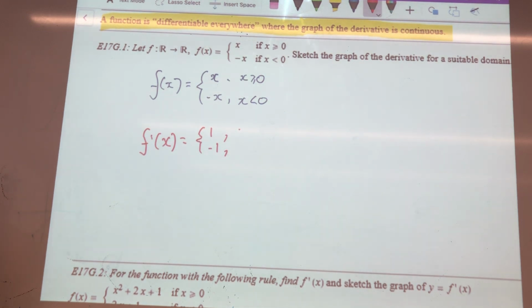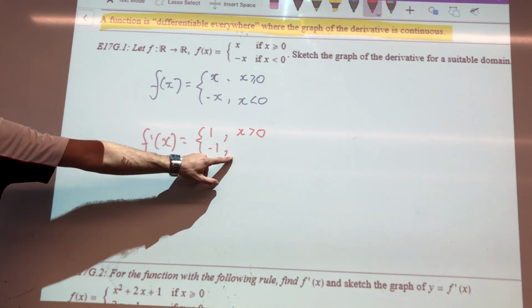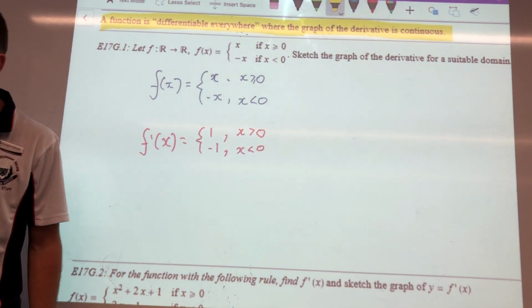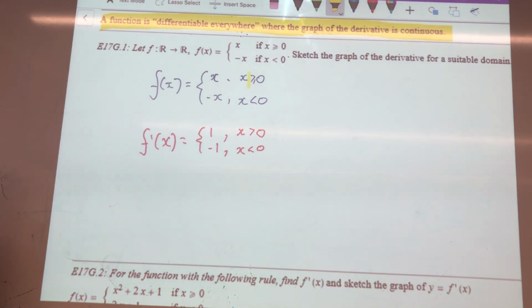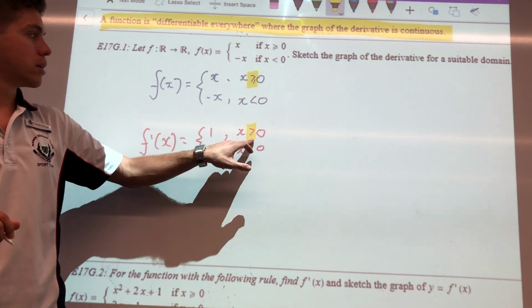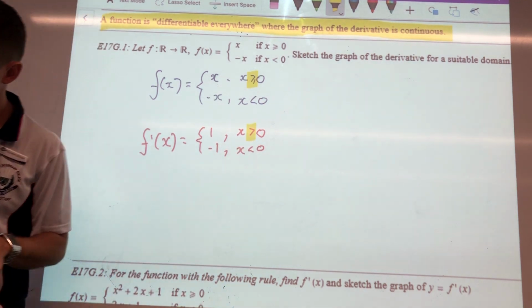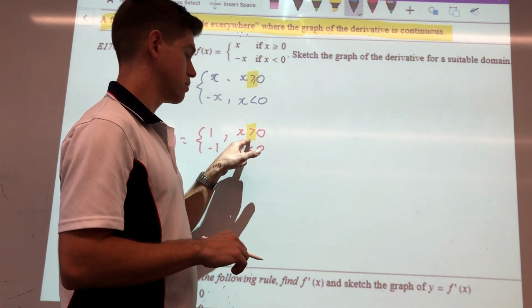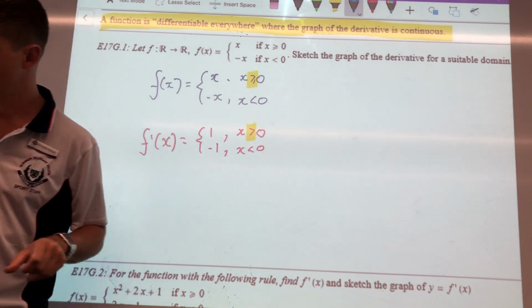X is greater than 0. Greater than or equal to, or just greater than? Just greater than. Why have you said just greater than? Because if it equals 0, then it can't be defined. Right. What about the second? X is smaller than 0. Right. This will become a bit clearer in a second, but the difference here is that this has changed. Now let's graph the derivative to have a justification for why this has happened.